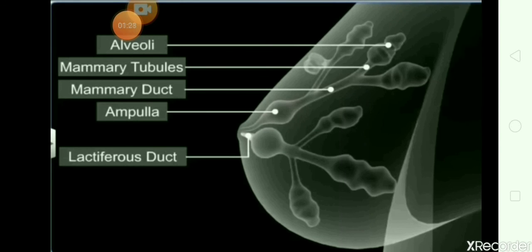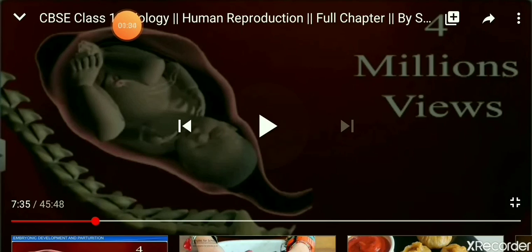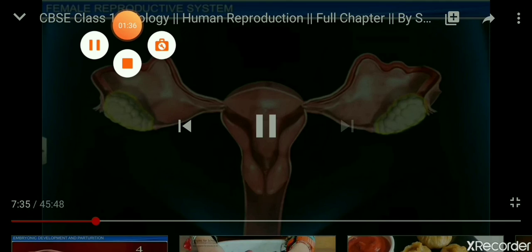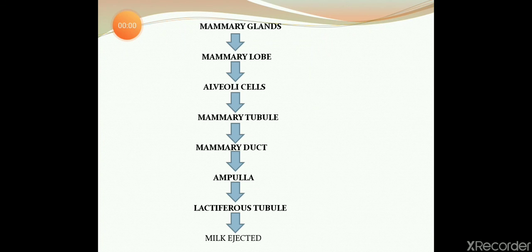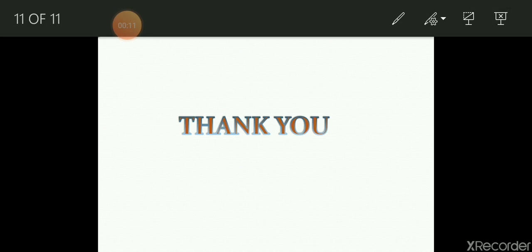So this is what we saw as a flow chart in the PPT. The alveoli get connected to the mammary tubules. We saw this sequence in the video description of the mammary glands. So with this we conclude the female reproductive system and mammary gland structure.